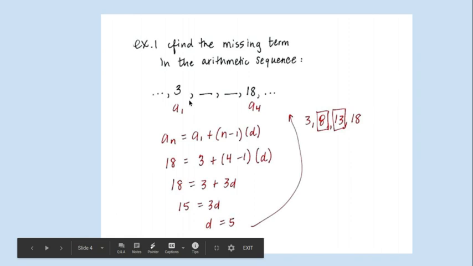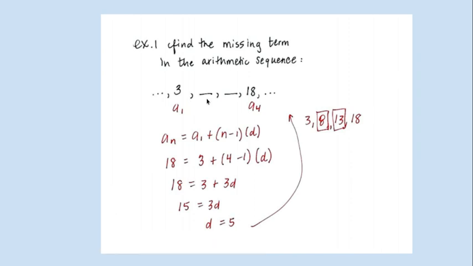So to move through the sequence, 3 plus 5 gives me 8. 8 plus 5 gives me 13. 13 plus 5 gives me 18. So my missing terms are 8 and 13.